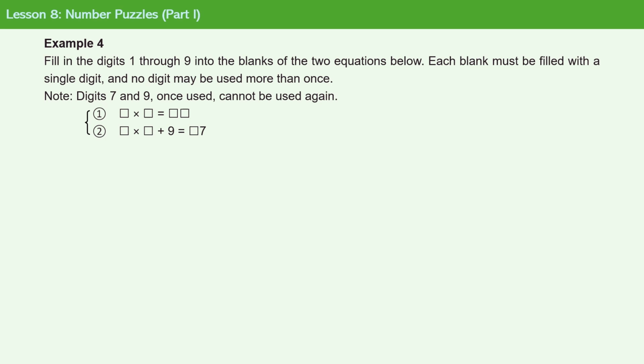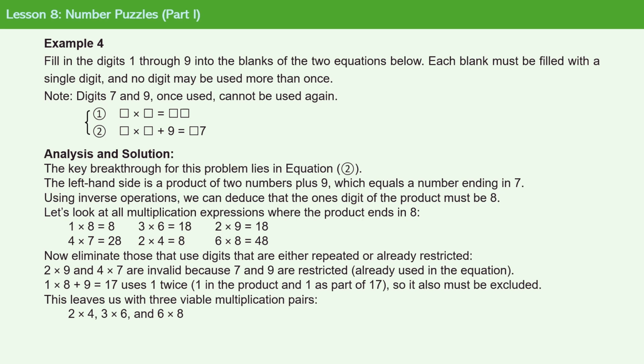Example 4. Fill in the digits 1 through 9 into the blanks of the two equations below. Each blank must be filled with a single digit, and no digit may be used more than once. Note, digits 7 and 9, once used, cannot be used again. The key breakthrough for this problem lies in equation 2. The left-hand side is a product of two numbers plus 9, which equals a number ending in 7. Using inverse operations, we can deduce that the ones digit of the product must be 8.